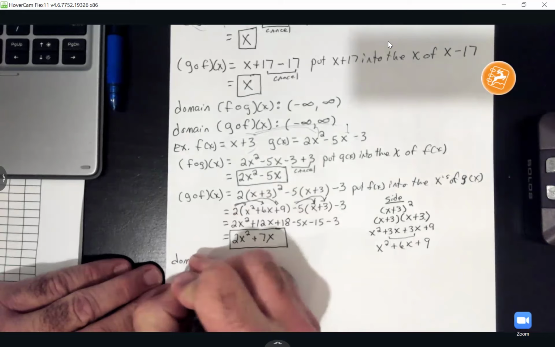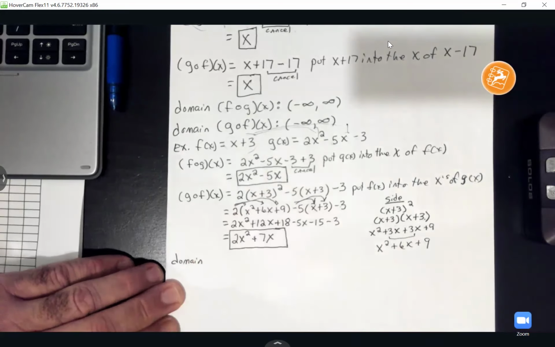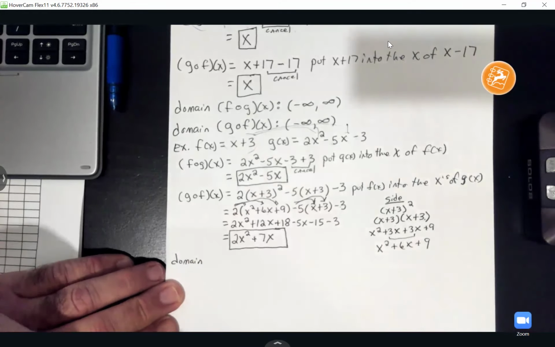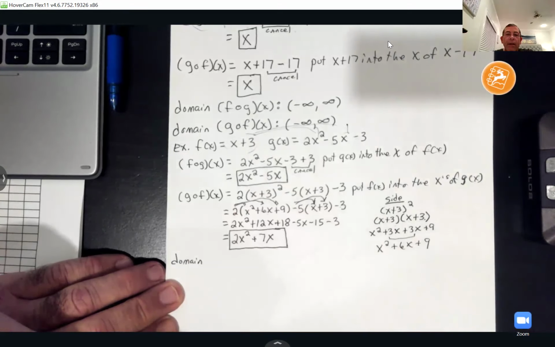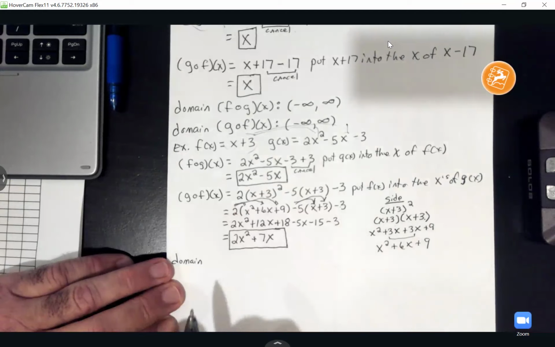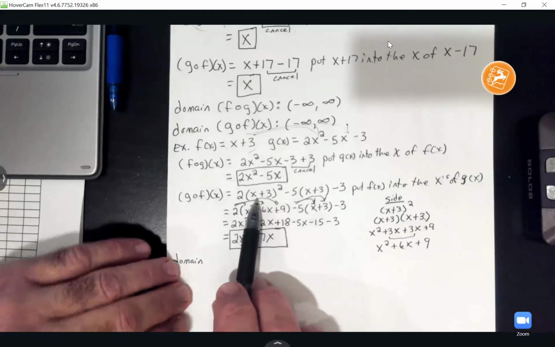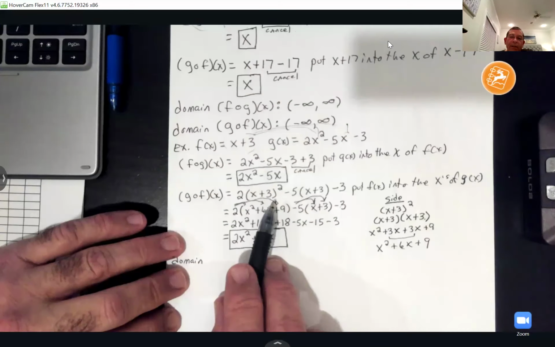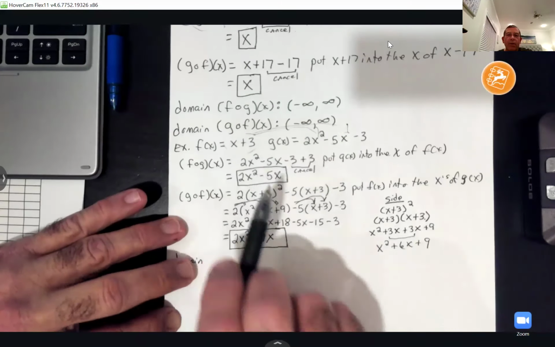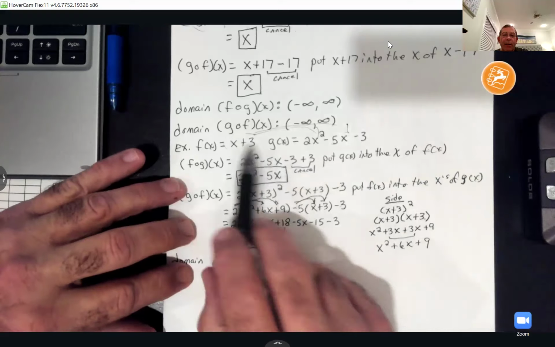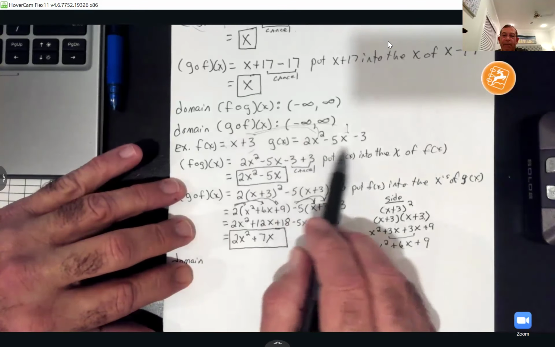I have a question, sir. I hear you. I don't understand how you got g of x. G of what? G of x, like the 2 parentheses x plus 3 parentheses squared and all that. So what's the deal on this one? So let me go back up here. So here's my F and my G.